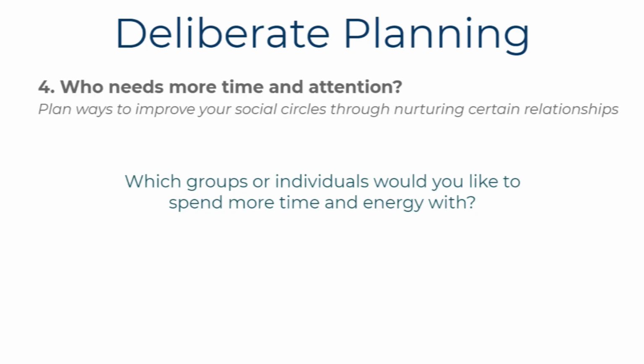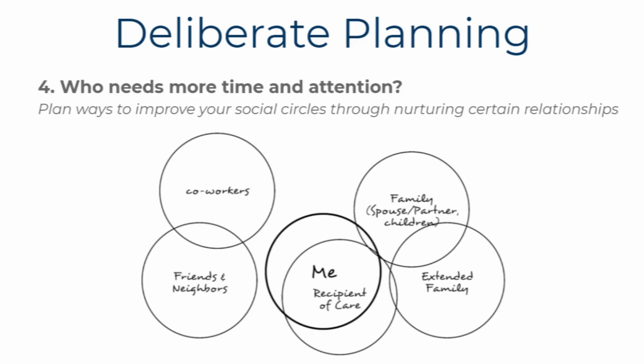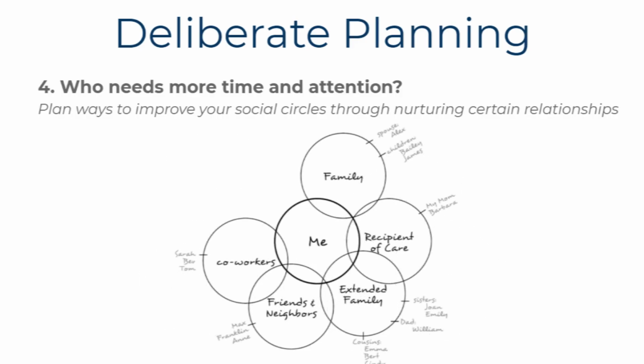If you have completed the steps and have your workbook ready, then the next step is to answer this question. Which groups or individuals would you like to spend more time and energy with? These are relationships that need more attention in order to bring their social circle closer and more in line with your ideal social situation. In this example, you can see that the caregiver is feeling disconnected from her extended family, her coworkers, and friends, and she would like to spend more time and energy with her immediate family, as you can see in this ideal social circles diagram.